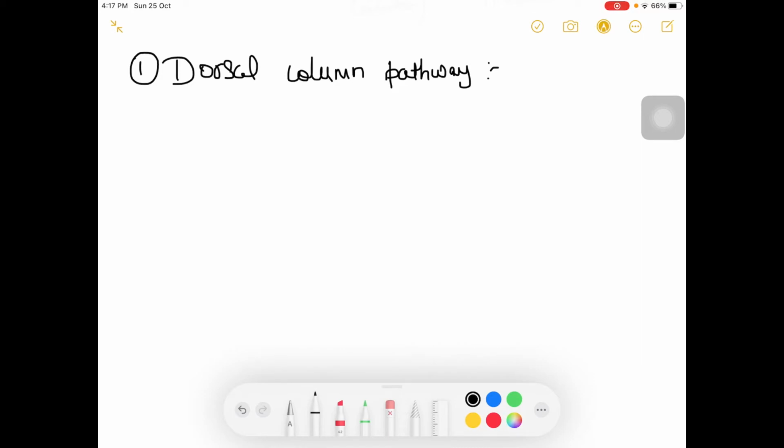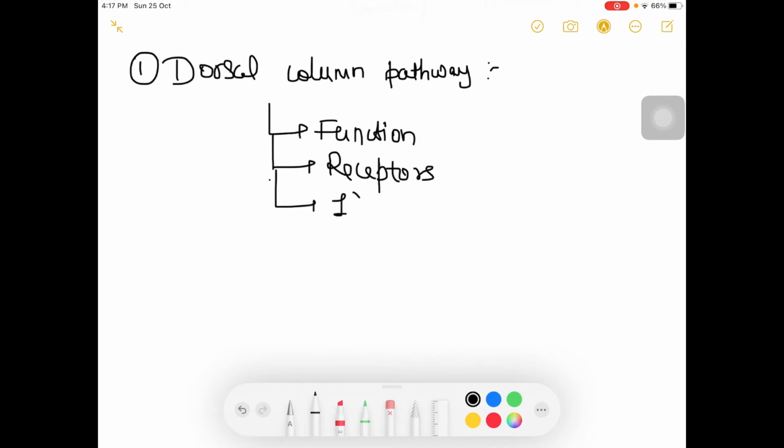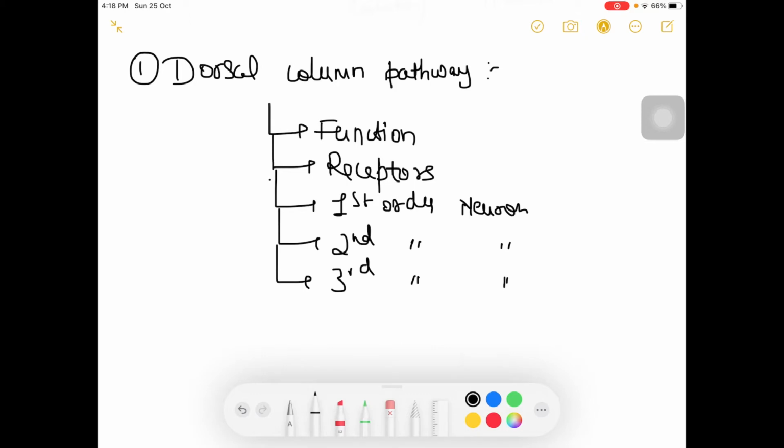So what you need to understand, what bullet points we will make at the end of this session, is that you will understand its function. Then what are the receptors involved? Then what are the first order neurons? Then what are the second order neurons? And then what are the third order neurons? Lesions we will deal in a separate video. So the bullet points we will cover here, and basic anatomy, that from where it goes and how, what is the decussation level and everything.